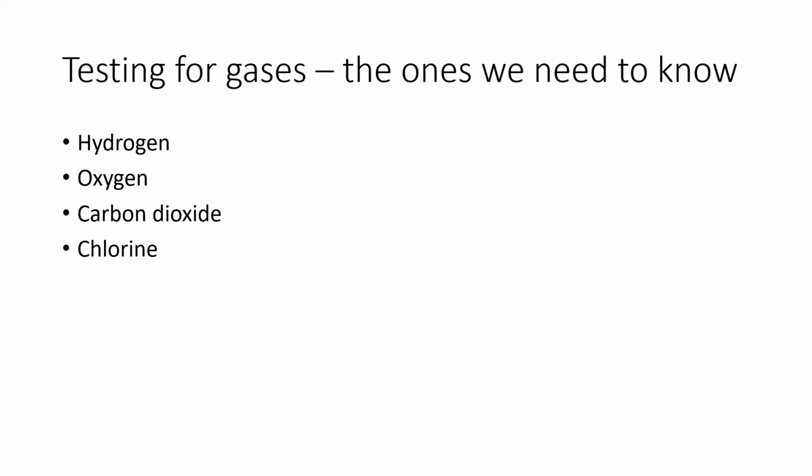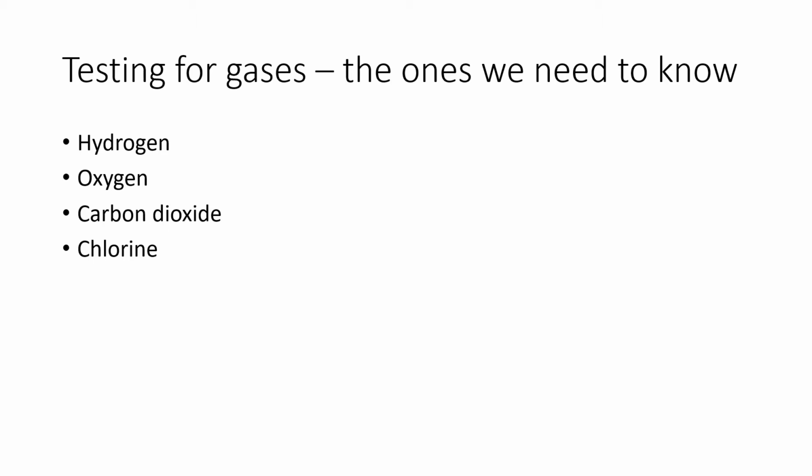There are two parts to this lesson. The first is what everyone needs to do, which is the 4 gas tests. And then later on it will only be for the separate sciences where we're looking at ion testing as well. So we're going to start off with the gas tests, and there are 4 gas tests that we have to know about. We need to know the test for hydrogen, oxygen, carbon dioxide and chlorine.